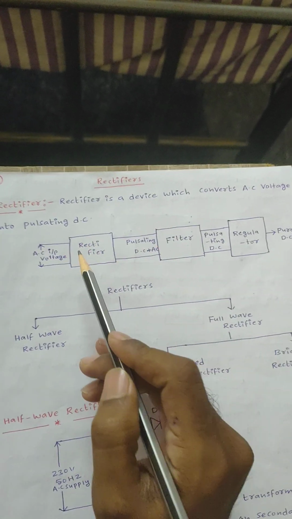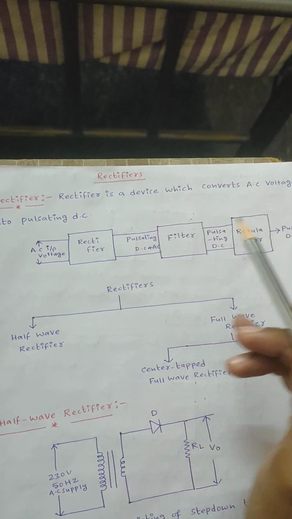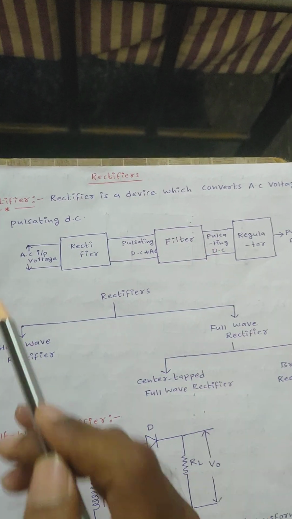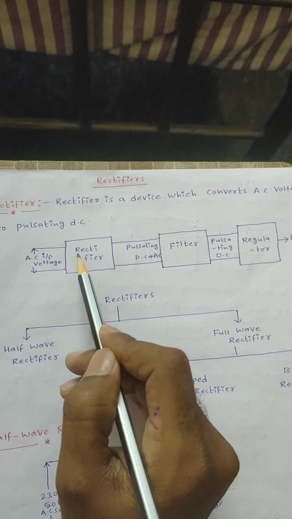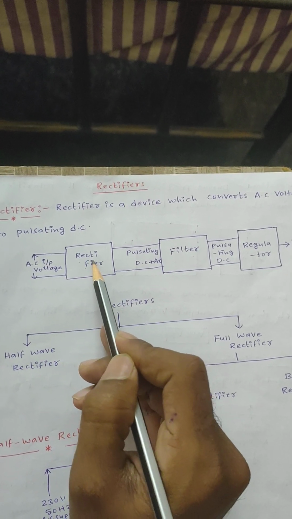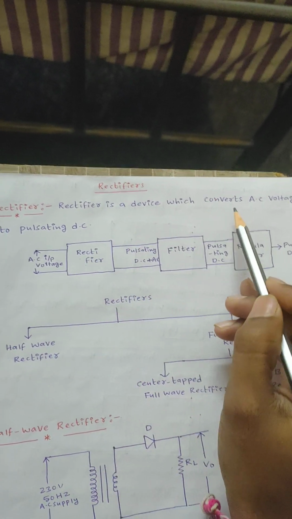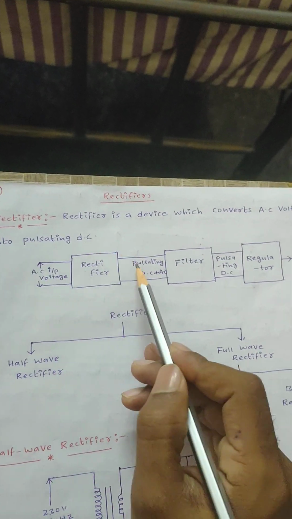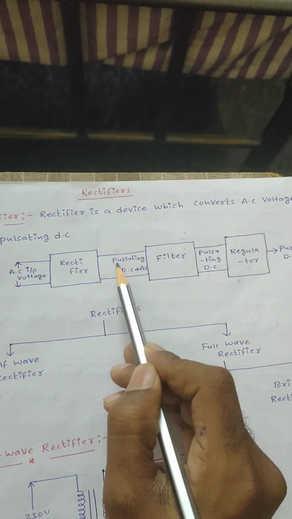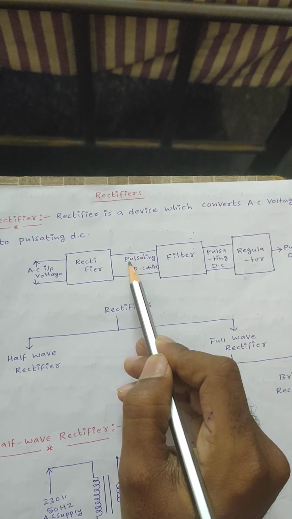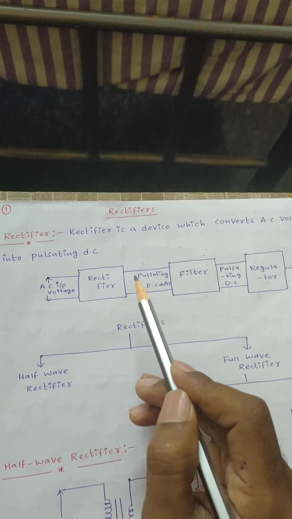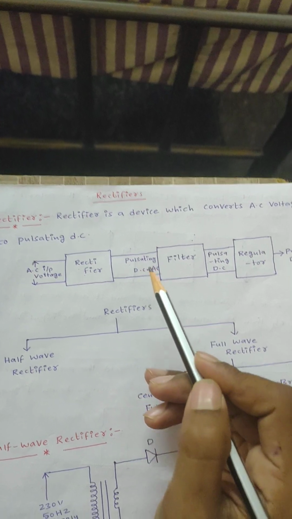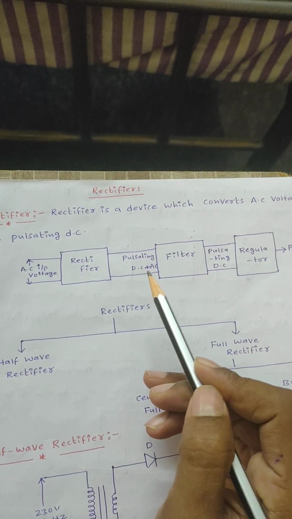Now you can observe the block diagram in this figure. I am giving AC input voltage to the rectifier. We already know the purpose of a rectifier: it converts AC voltage into pulsating DC. Pulsating DC is nothing but a DC output voltage containing some amount of ripple content, that is, some AC quantity is also present in the DC output voltage.